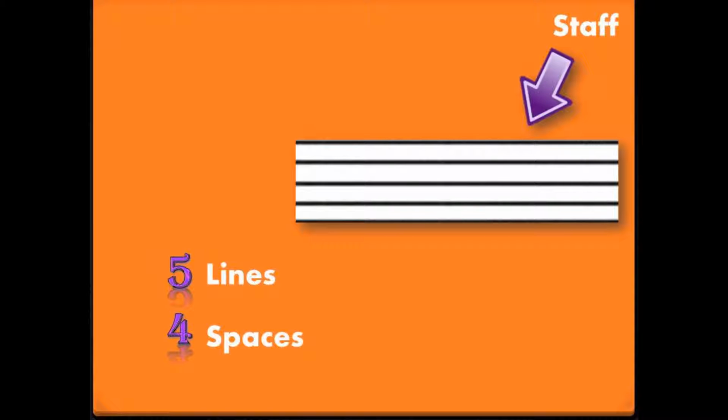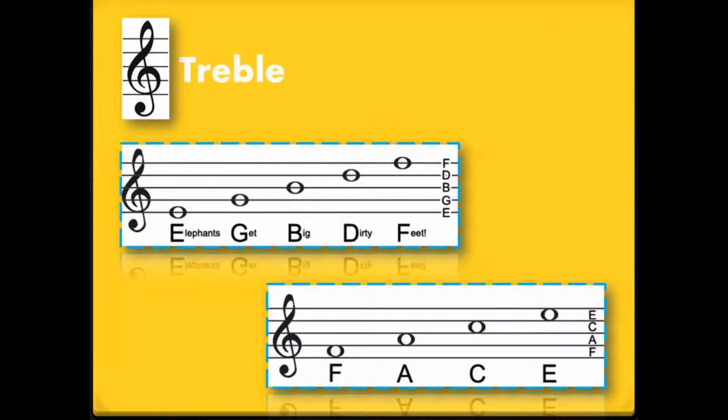Now, do you remember what a staff is? A staff is made up of 5 horizontal lines and 4 spaces, and is where the notes are placed. In each staff, the treble and the bass, the lines and the spaces have names. The lines on the treble clef from the bottom to the top are E, G, B, D, and F.